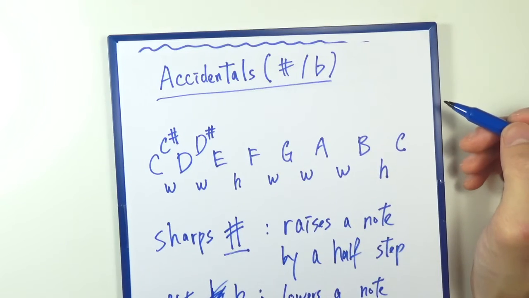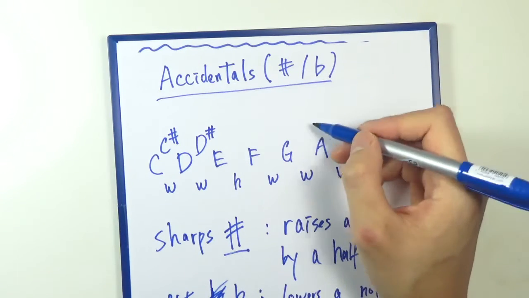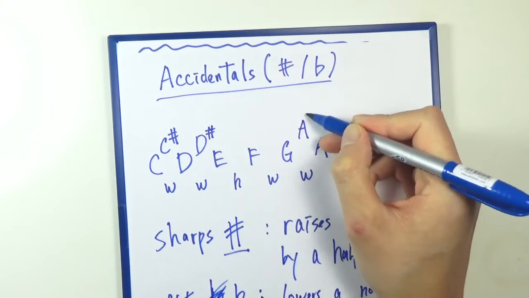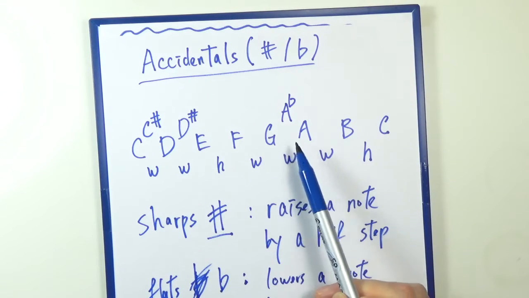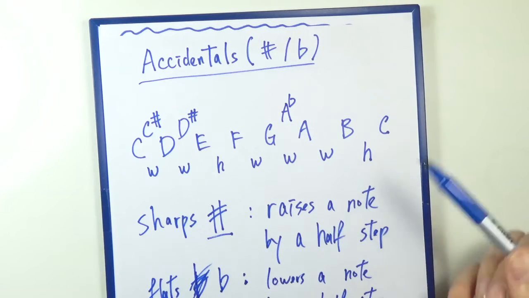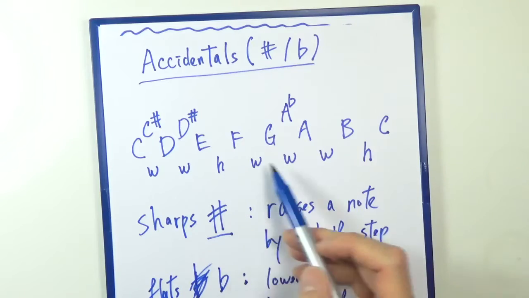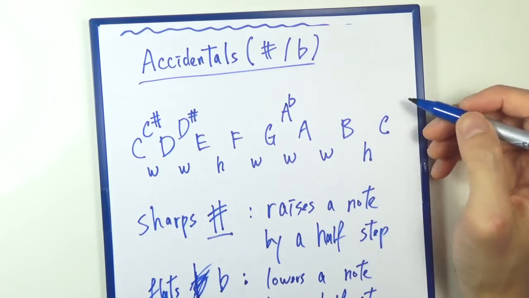Let's apply some flats to some of the notes. So let's see. A flat. A flat would sit nicely between G and A, because G and A is a whole step apart. Okay. So what about these half step ones? Let's take a look as well.